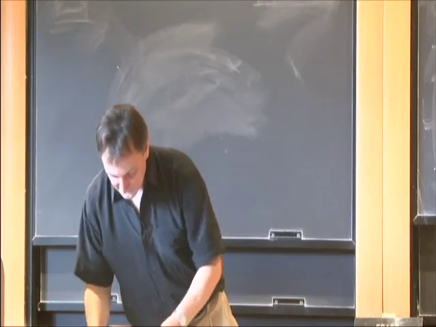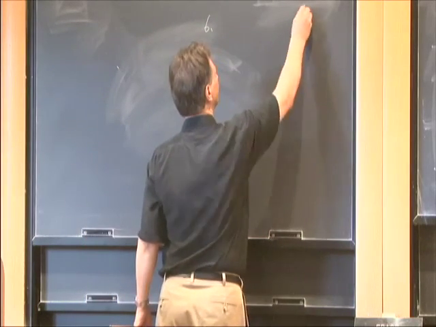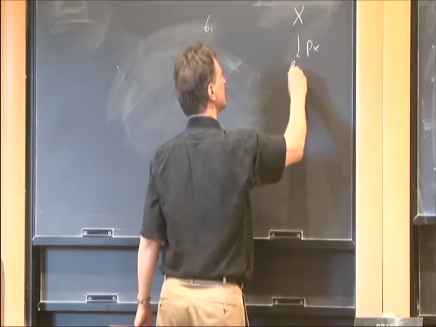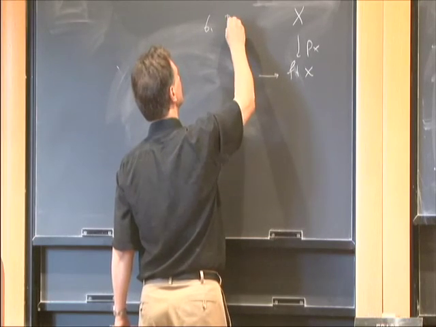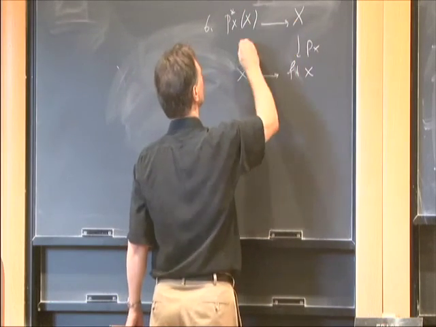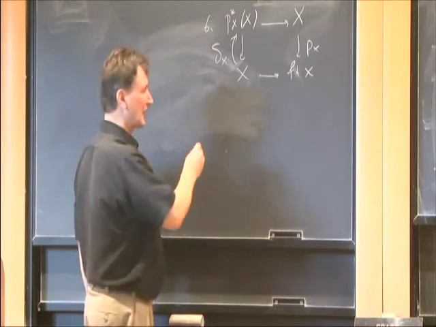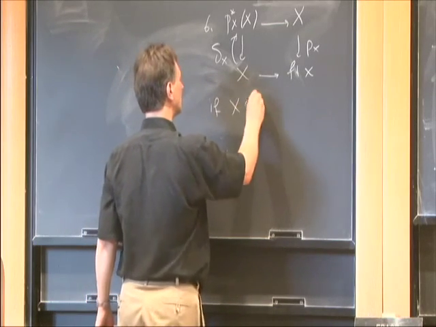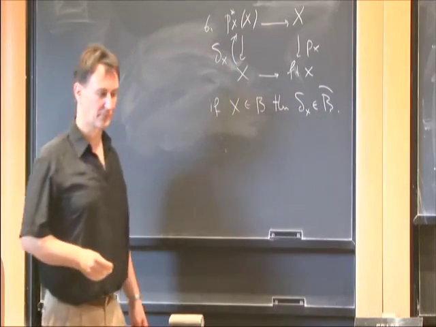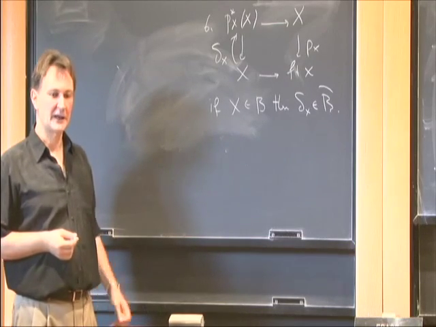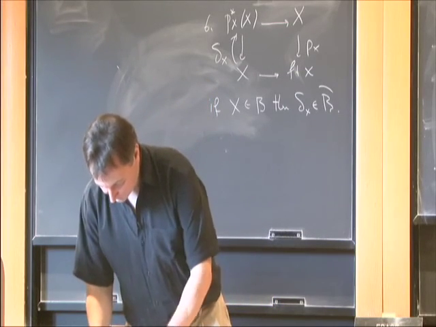So that was the 5th condition, and the 6th condition is that if I have x, px, ftx, and here then I will have px upper star of x, and here will be the diagonal of x. And then the condition is that if x is in B, then delta x is in B tilde. So the diagonal section belongs to the set of sections.